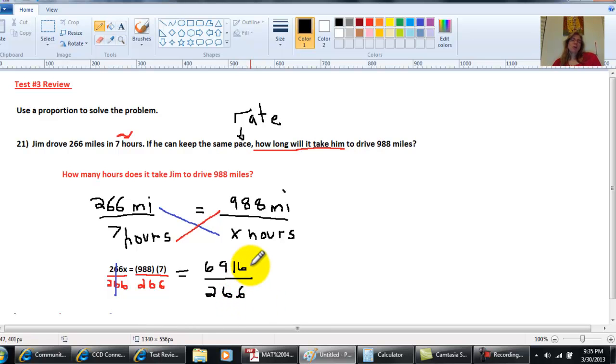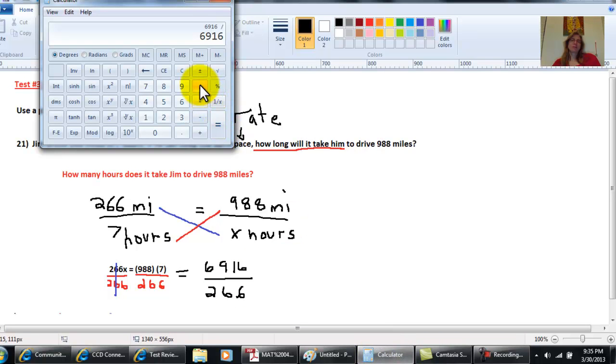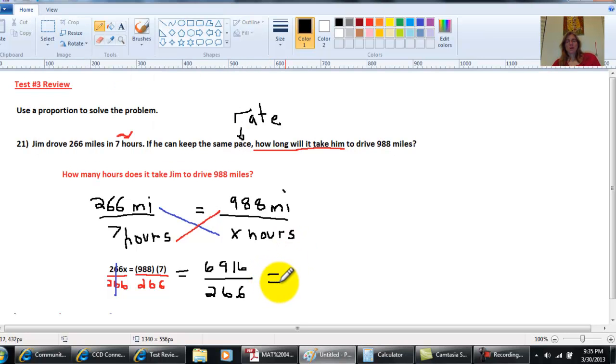We want it in hours. So let's see if that division makes a whole number. We'll divide it by 266. It does, 26, which is very helpful. And remember, when we were solving for this X here, it's hours. So we have 26 hours that it'll take him to drive 988 miles at this rate. Okay, so that's our answer.